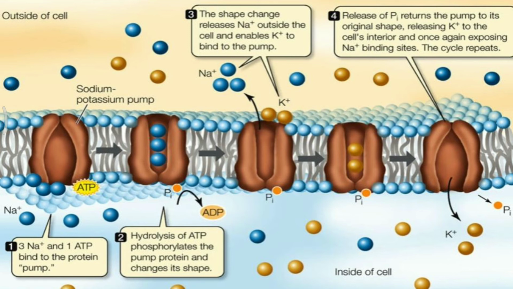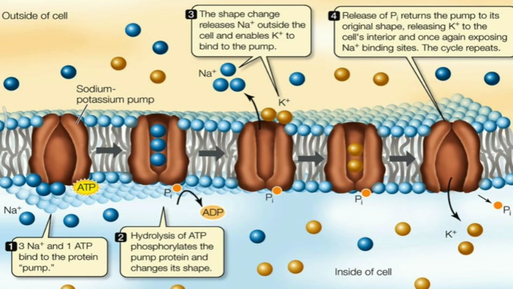Hydrolysis of ATP takes place, and because of that the entire structure changes, and the 3 sodium ions are aligned in such a way that they can move out of the cell. As soon as they are sent out of the cell, the shape changes and releases the sodium ions outside, and enables the potassium ions to come and bind to the pump. So 3 sodium have gone out. In exchange, now 2 potassiums will be coming inside.